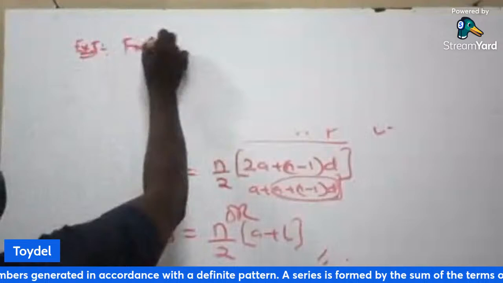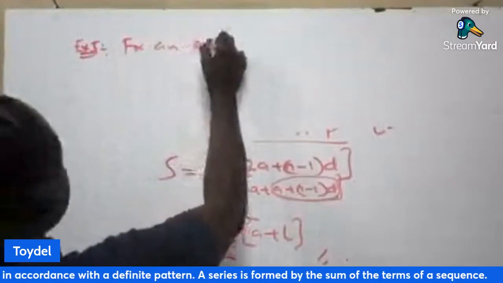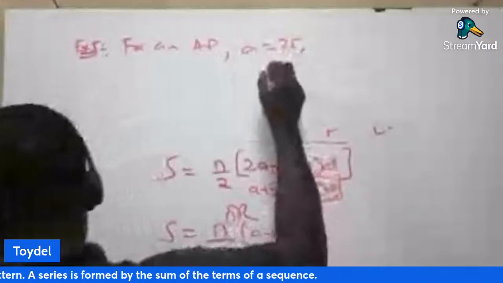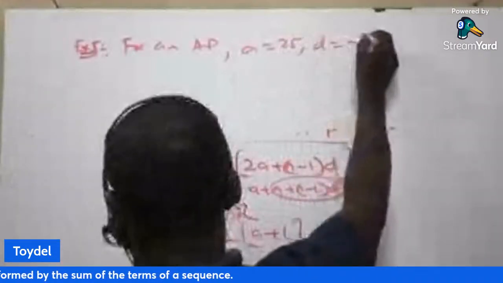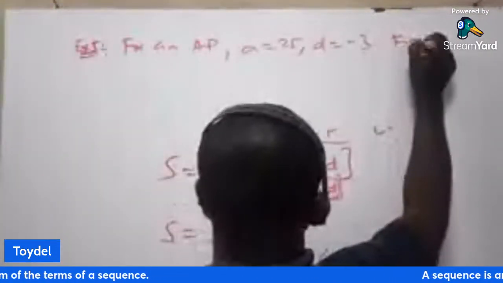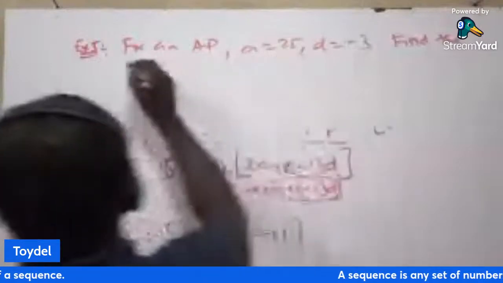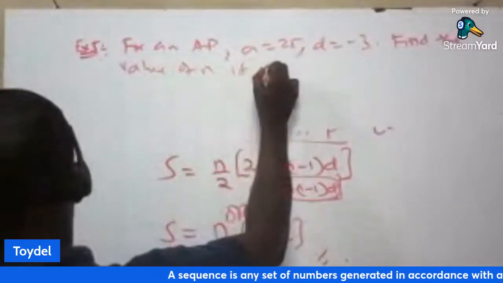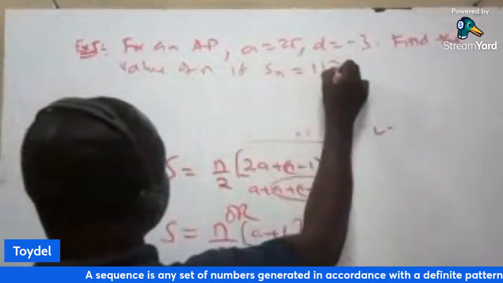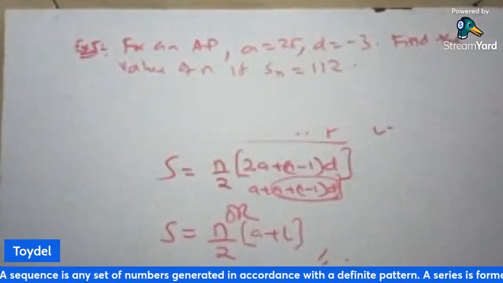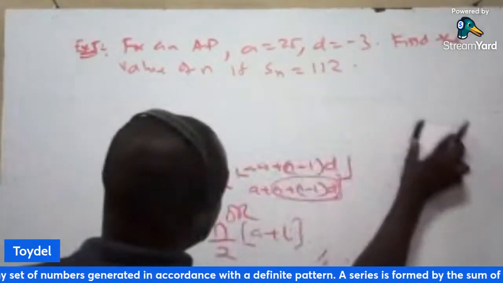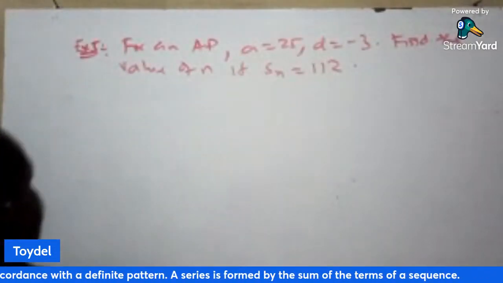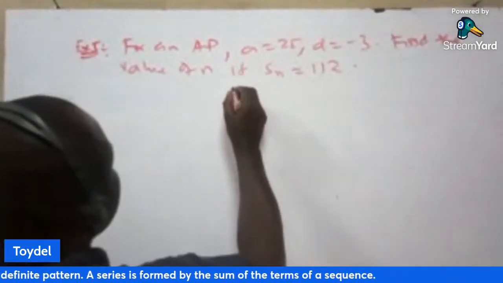So for an AP, an arithmetic progression, a is equal to 25, d is equal to minus 3. Find the value of n if Sn is equal to 112. So in this case we want to find the number of terms that we have if the sum of that AP is given as 112.